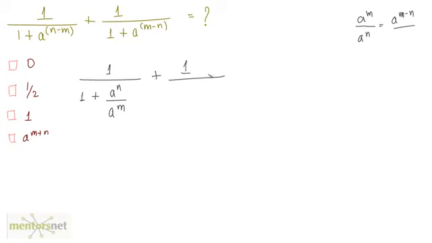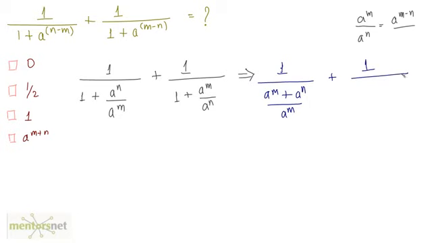Similarly, on the right hand side of the plus, we have 1 by 1 plus a raised to power m minus n, which can be written as a raised to power m by a raised to power n. So this is equivalent to 1 by, this can be written as a raised to power m plus a raised to power n divided by a raised to power m, plus 1 by, again, a raised to power n plus a raised to power m divided by a raised to power n.